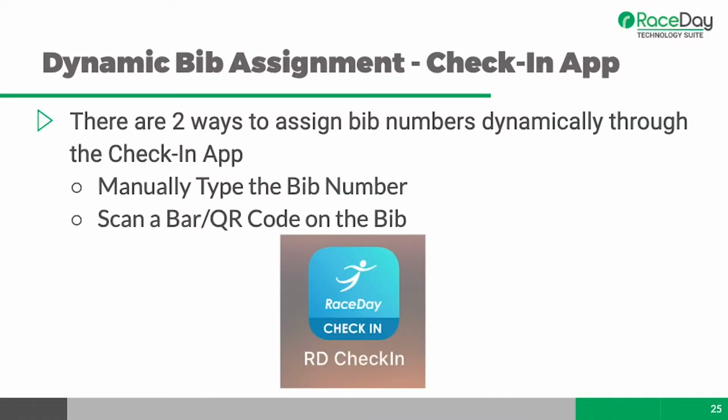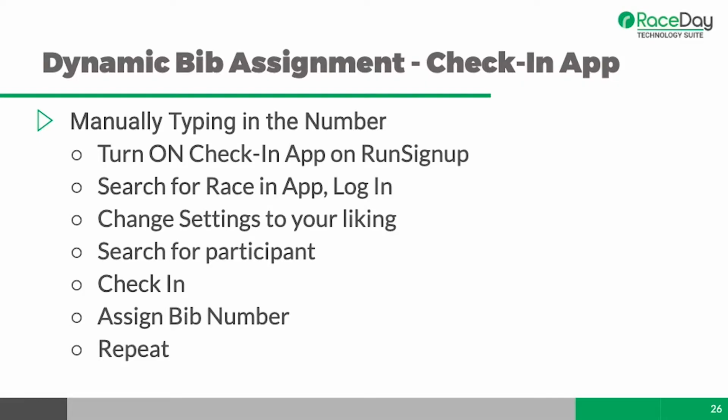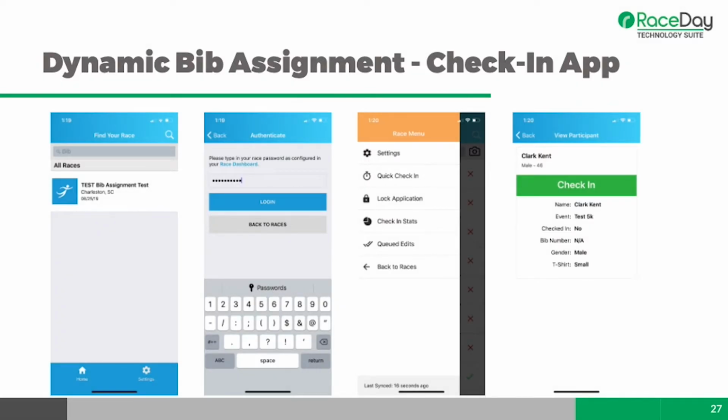So dynamic bib assignment via the Checkin app. There are two ways to assign bib numbers dynamically through the Checkin app: manually typing them in or scanning a barcode or QR code. We've talked about this a little bit. For manually typing in the number, make sure you turn on Checkin app on sign up. That's what Chris was talking about earlier. Make sure you enable it for that date range. Search for the race, change settings to your liking, like Chris talked about. Search for the participant, check them in, assign a bib number, repeat. It's a little bit of a lengthy process, but you start to get it pretty quickly.